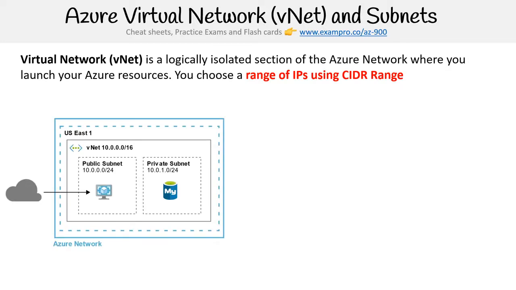But here is a graphical representation of your VNet. So here we have the Azure network, and then within that we have a region, so US East 1, and then we would create our virtual network so that we can launch our Azure resources within. And in there we have two subnets, a public one and a private one. In the public one we have a virtual machine, in the private one we have a database, and the public one can actually have access to the internet, whereas the private one does not.